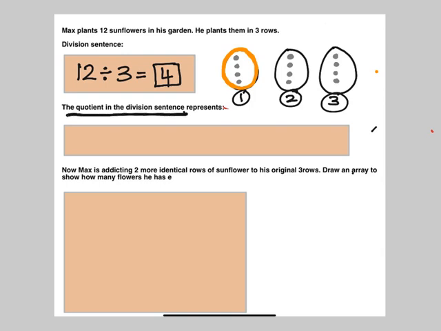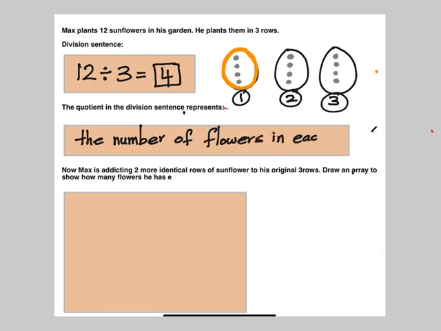The quotient in the division sentence represents the number of flowers in each row. The number of flowers in each row means the size of one group. So what is the quotient here? 4 is the quotient. 12 is the dividend. 3 is the divisor.